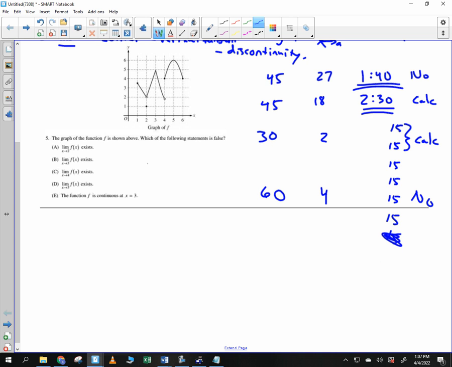Okay, the graph of the function is shown. Which of the following statements is false? Limit as x approaches 2 exists, and that is true. Limit as x approaches 3 exists. That is true. As x approaches 4, that does not exist. So letter C is false.